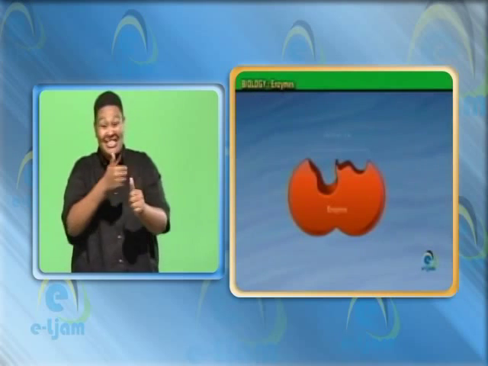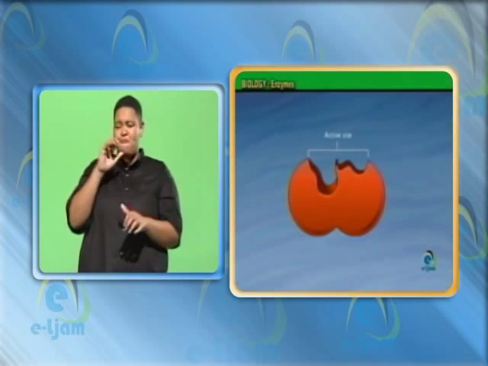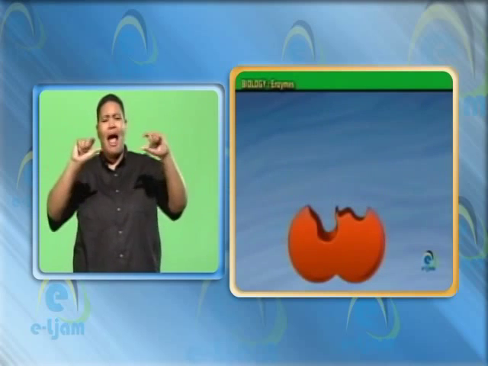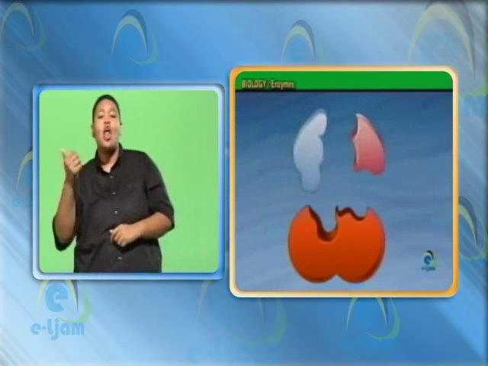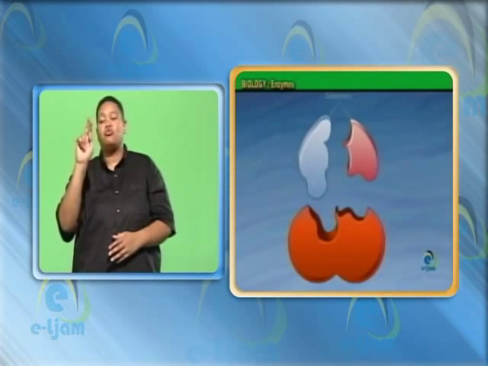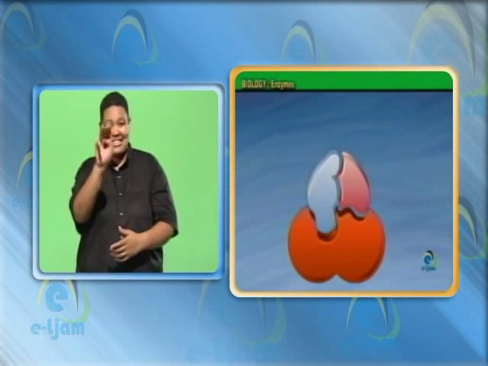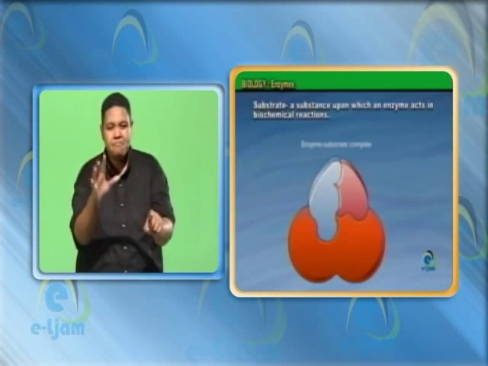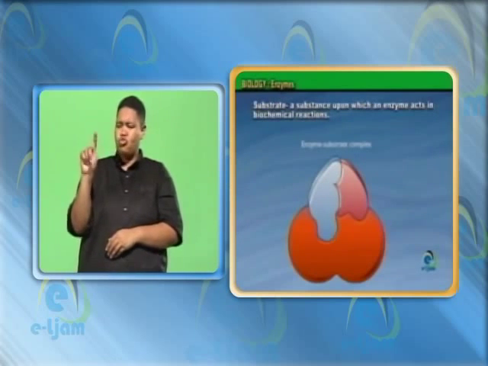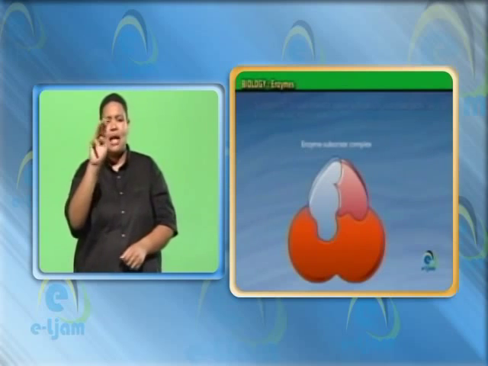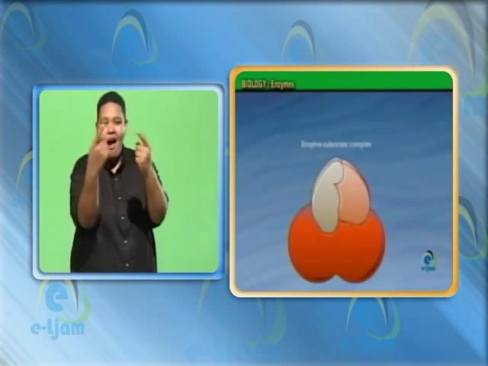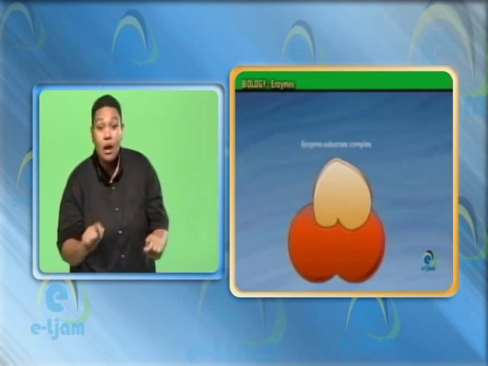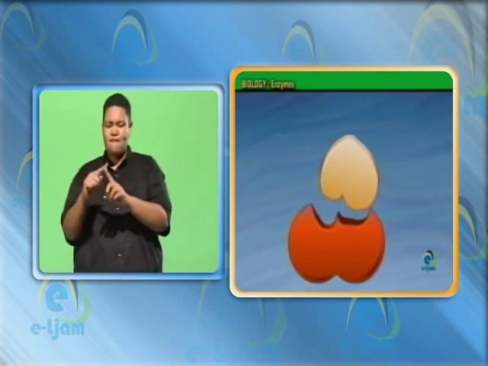Each enzyme has an active site which is formed due to the folding of long chains of amino acids. Another molecule, called a substrate, binds to the active site of the enzyme to form an enzyme-substrate complex. The substrate is the substance that the enzyme acts on in a biochemical reaction. This occurs so that a reaction can take place. When the reaction is complete, the product or products leave the active site.